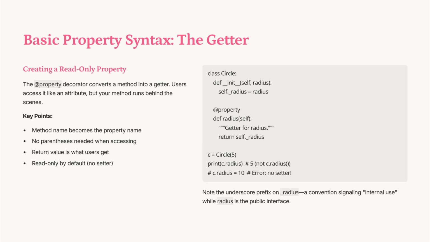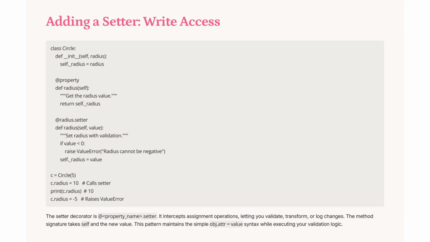The property decorator in Python transforms a method into a getter, allowing attribute-like access while executing underlying logic. The method name becomes the property name, accessed without parentheses, and returns the value. By default, properties are read-only, as seen in the circle class example, where radius is accessed directly, but cannot be set without a setter. The setter decorator, @PropertyName.setter, allows controlled write access to attributes.